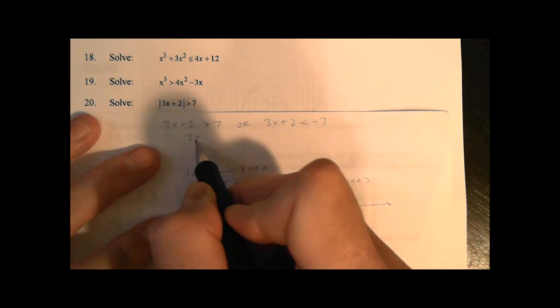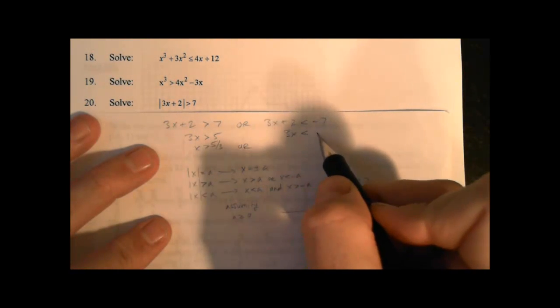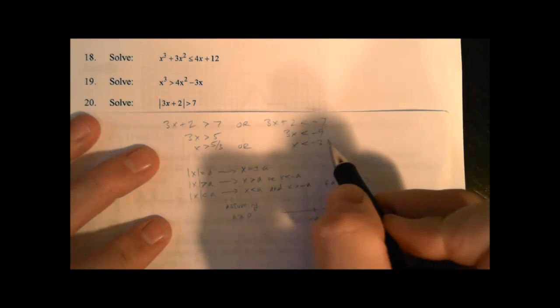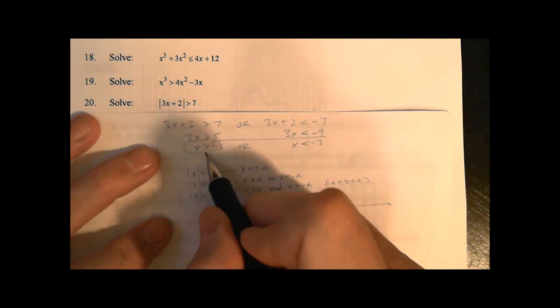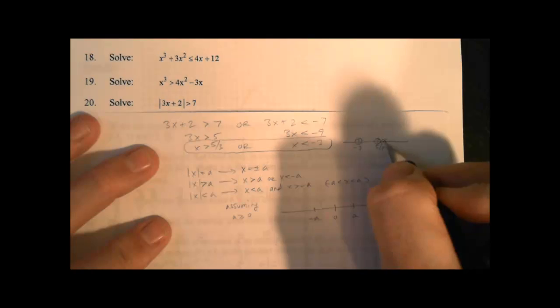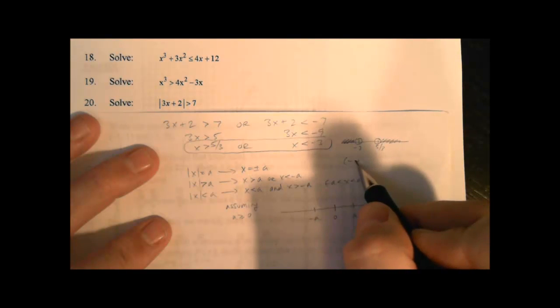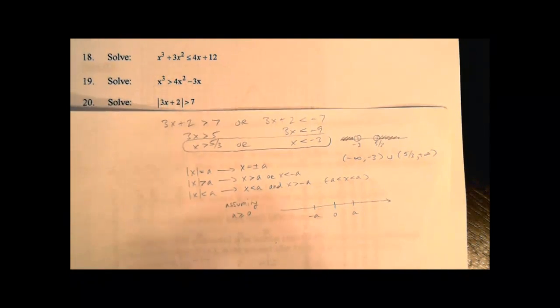Okay? In our case, we have these two inequalities, and we can solve them individually. 3x is greater than 5, x is greater than 5/3, or 3x is less than -9, x is less than -3. So here's one form of our answer. And you could write this different ways. You could write this as a picture, -3, 5/3, open circles to the right of 5/3, or to the left of -3. You could write this as brackets and parentheses, minus infinity to -3, union 5/3 to plus infinity. Any of those would be fine, unless some particular format was specified.